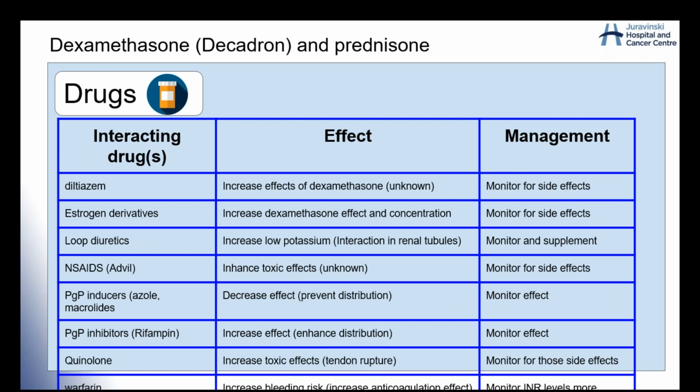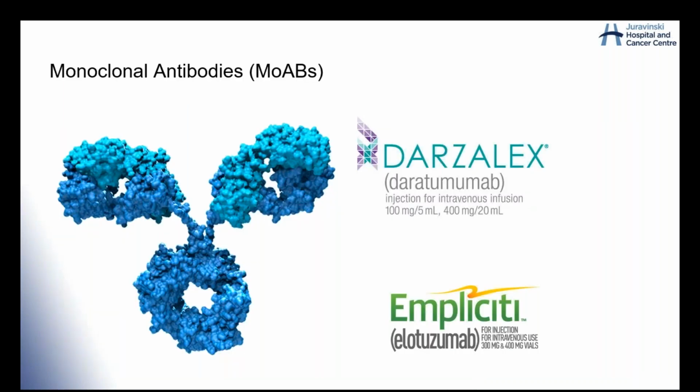So again, the idea here is not to get bogged down by the number of items on the list, but to understand the importance of knowing what medications you're on when you start these medications. The final class that I'm going to talk about here is the monoclonal antibodies.